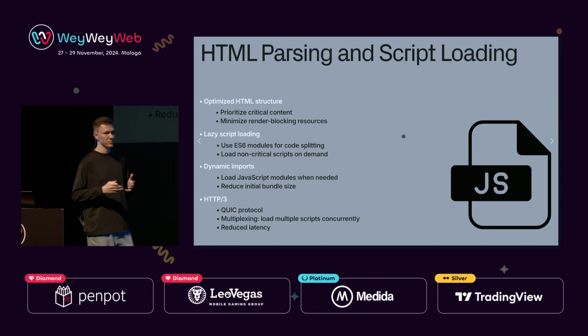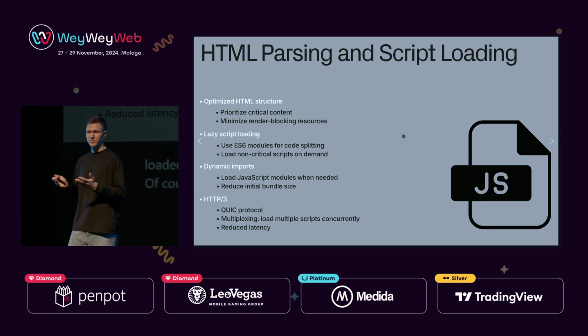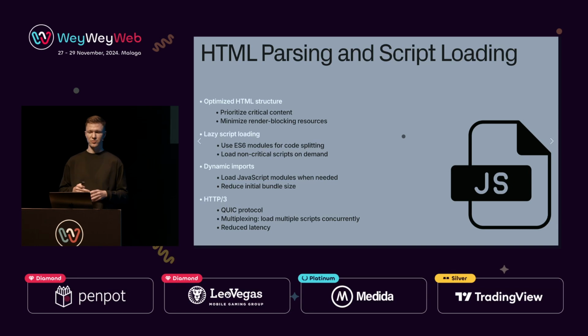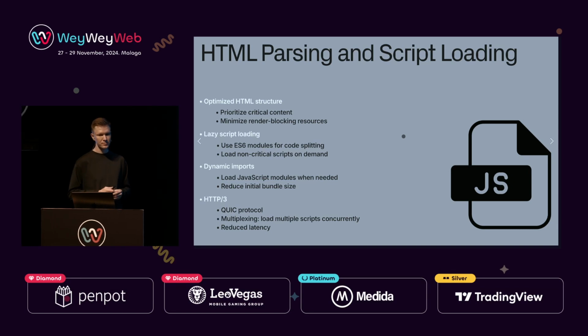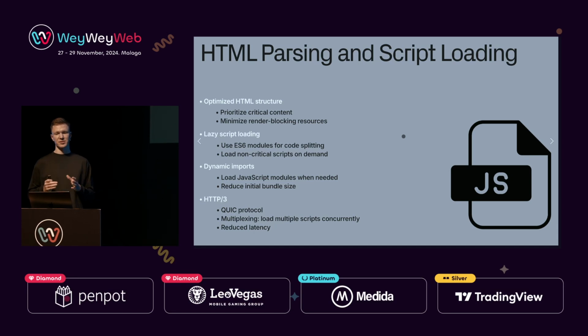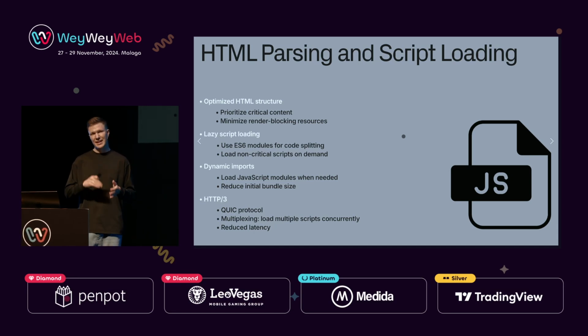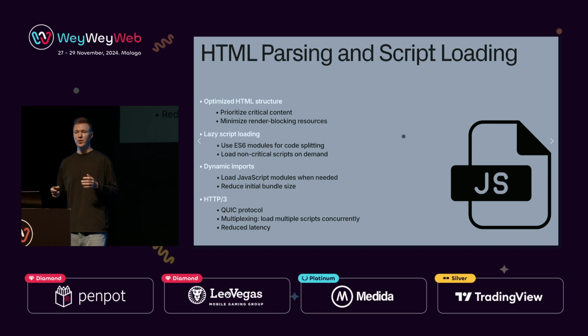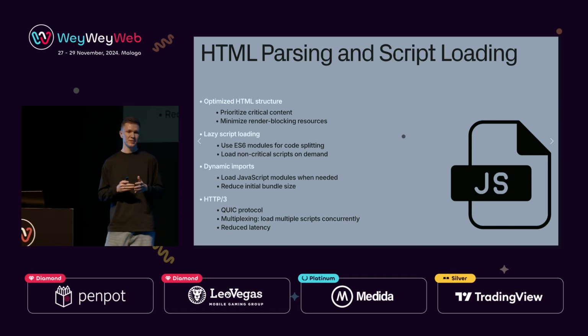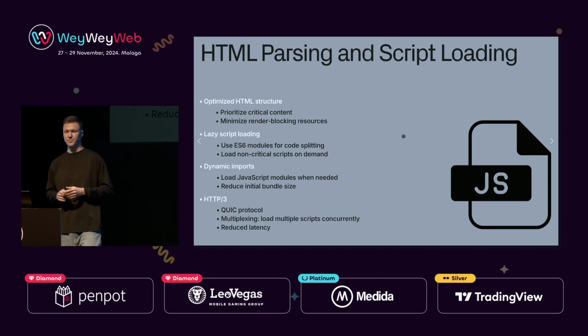Of course, we use different link rels, prefetch or preload, depending on the case, for assets crucial for the initial render. In long-scrolling portfolio websites, we initially load only the scripts for the first viewport. And as the user scrolls, we dynamically load scripts for upcoming sections. And this approach significantly reduces the initial JavaScript payload. And this is great.